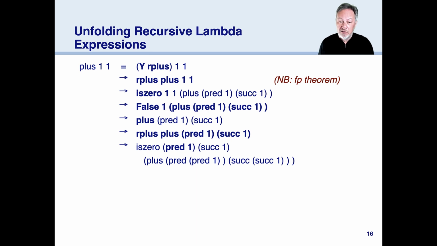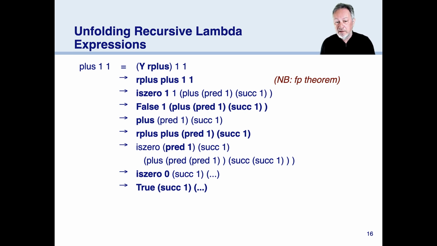The predecessor of 1 is 0, so if we pass that to is0, well, is0 is going to return true, and now true gets successor of 1, and it's a big expression, but it throws away the second part and will return successor of 1. Well, what's successor of 1? That's 2 in our encoding. So it's working exactly as we expect.